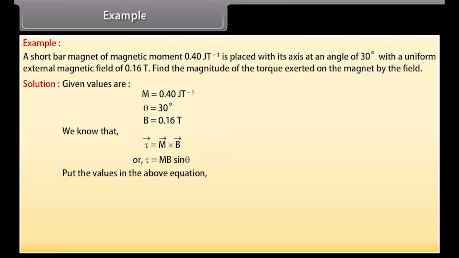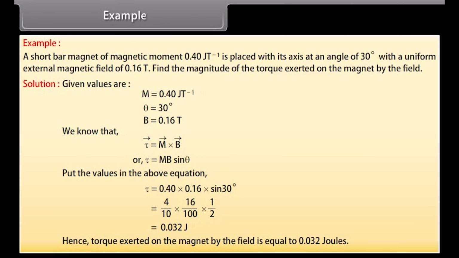Put the values in the above equation. Tau is equal to 0.40 into 0.16 into sin 30 degrees. On calculating the equation, we get the value of tau, which is equal to 0.032 joules. Hence, torque exerted on the magnet by the field is equal to 0.032 joules.